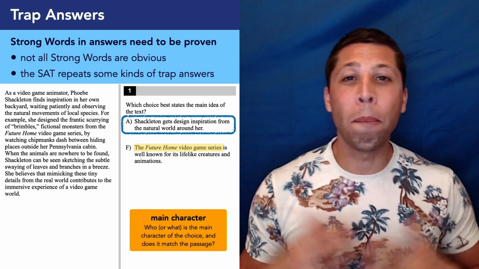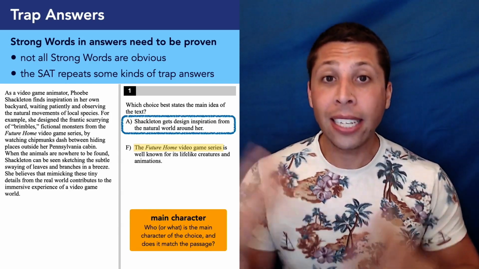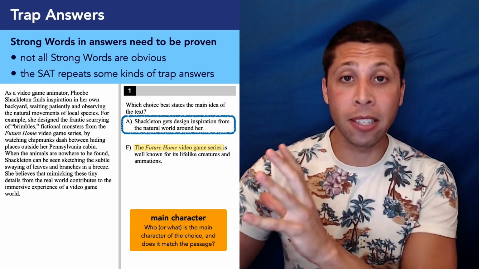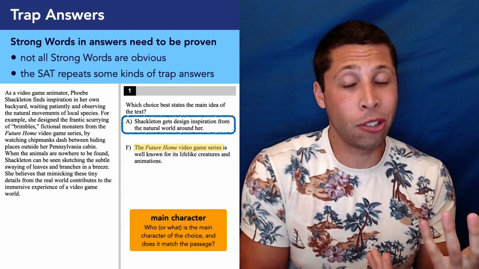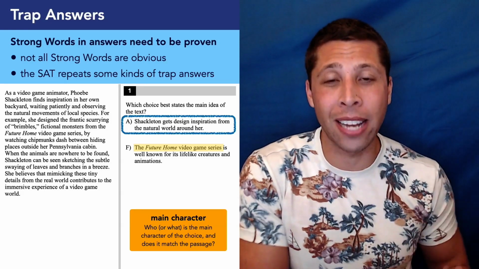So this is what I would call main character confusion. And it relates back to dumb summaries, right? If we were to summarize this passage, it's about Shackleton and how great she is as an animator, right? But is choice F about that? No, it's not about Shackleton. Now it's about the video game.